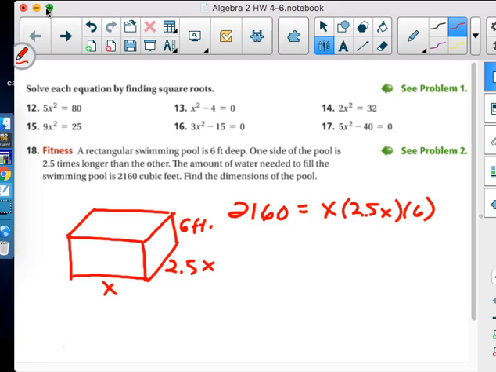So if you don't want to have to do any math in your noggin and transfer that 2.5 into 5 halves and multiply it by 6 to get the 15, you wouldn't have to. You could just plug it into your calculator and get the 15.